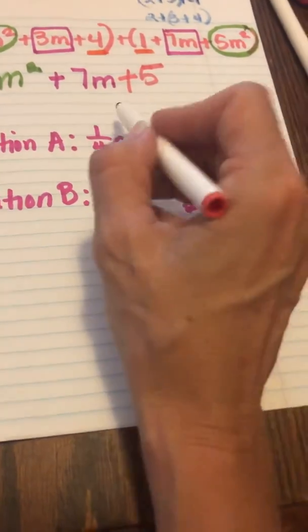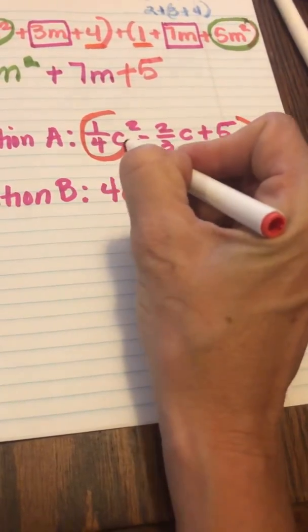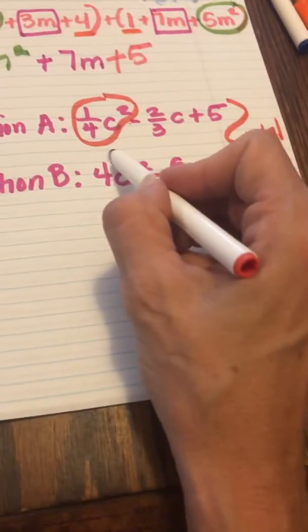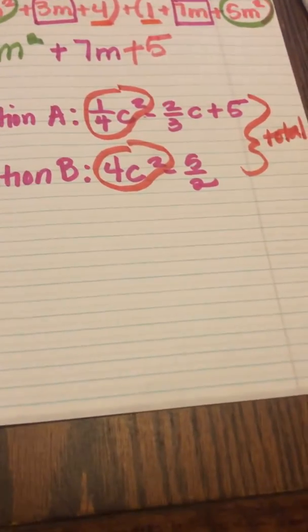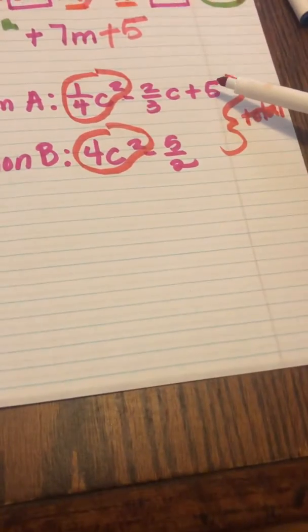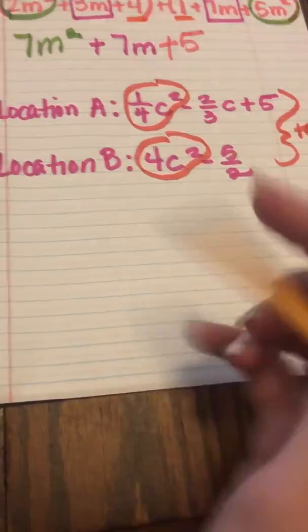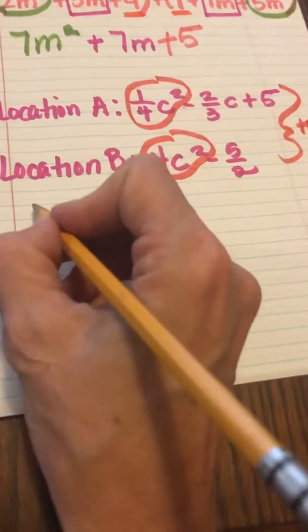So in location A, we have 1/4 c squared, and his friend in location B would be 4c squared. And then notice that the negative 2/3 c doesn't have any friends, so he's just going to stay the same as he is. And then our constant from location A would be 5, and our constant in location B would be negative 5/2. Okay, so having to find like terms without a calculator.